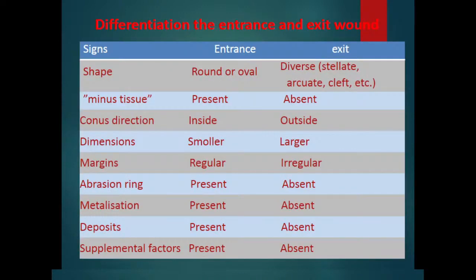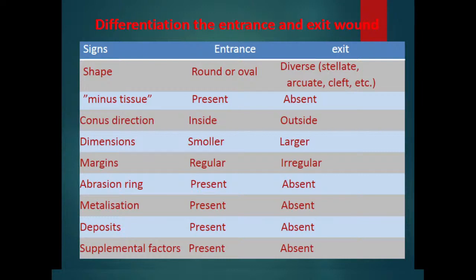Another important issue of forensic examination of firearm injuries is the differentiation of entrance and exit wounds. Usually, the difference can be distinguished relatively easily because these two types of wound are really different. But in some cases, it might be problematic. In typical cases, an entrance wound has a round or oval shape of the inlet opening.